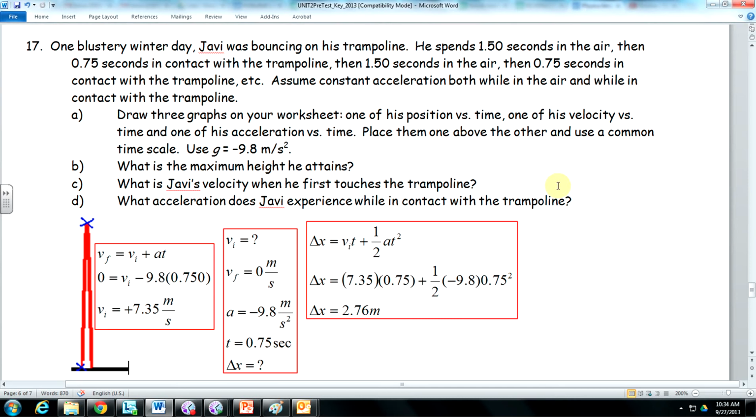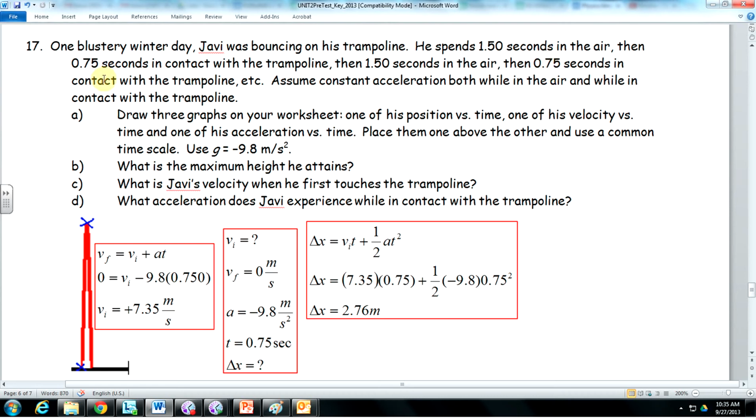So we have Javi bouncing on a trampoline. And when he leaves the trampoline, he ends up spending 1.5 seconds in the air, which means it's 0.75 seconds on the way up and 0.75 seconds on the way back down when he's in the air. On the other hand, after he touches the trampoline, he's on the trampoline for less time. And if you've been on a trampoline, you've felt that when you bounce. You're on the trampoline less time than you are in the air. And the fact is, I've just decided to make that trampoline time 0.75 seconds.